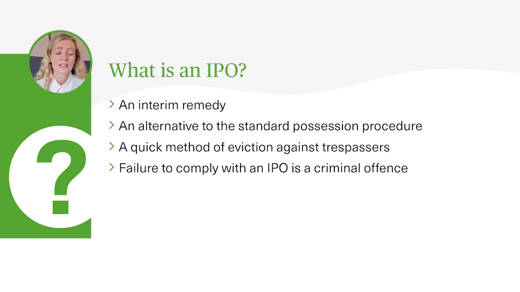And then the other thing that defines an interim possession order and perhaps distinguishes it from other remedies is that the failure to comply with one has criminal sanctions. So unlike an ordinary possession claim where failure to vacate premises may well be something that you can enforce in the civil courts, it's not a criminal offence. Here, the enforcement of an IPO can involve criminal sanction. So they're the key things really that make up and define an interim possession order.